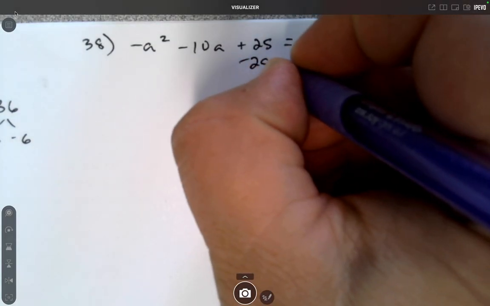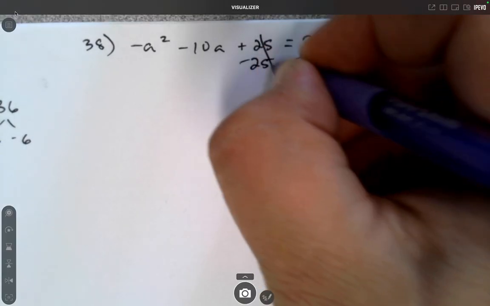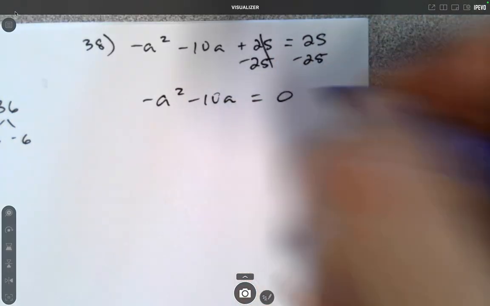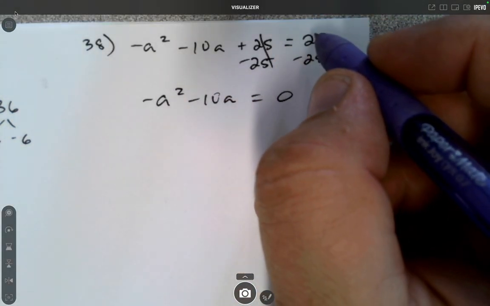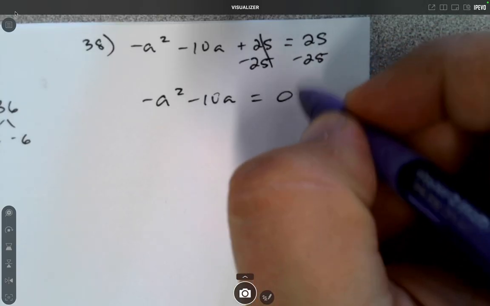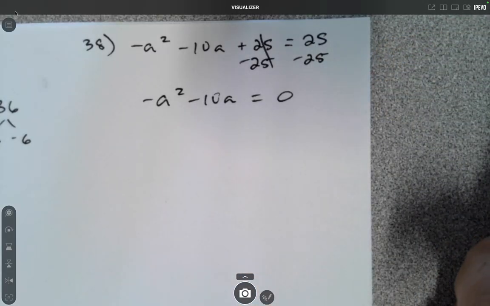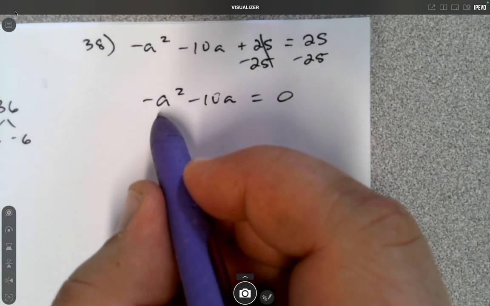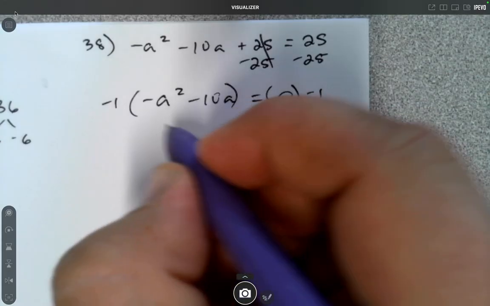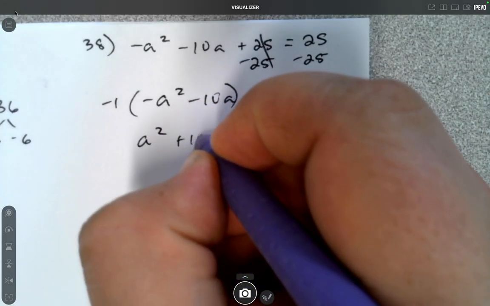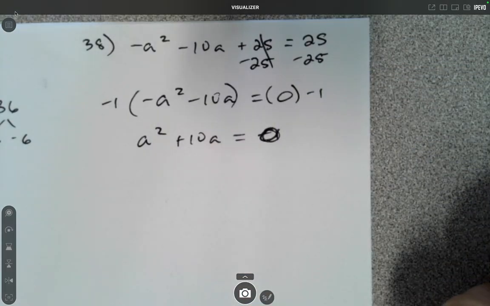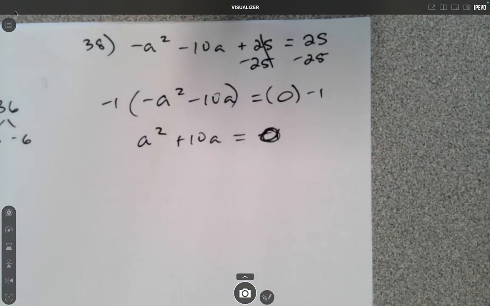I'm going to subtract 25 first. That way I have just variables on one side and just constants on the other. And hopefully you know this, but it's not common that it just goes to 0. It can happen, obviously, but you'll often have a number other than 0 over here. Then I'm going to multiply everything by -1, so I can get that to be a positive a squared plus 10a equals 0. My fault. 0 times -1 is 0.